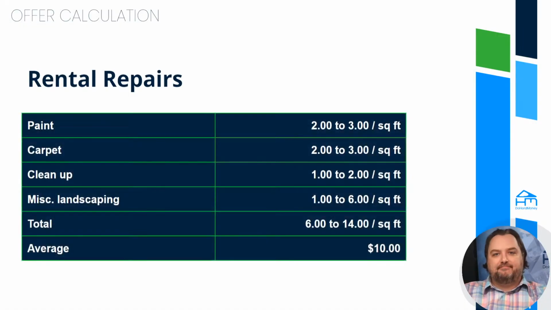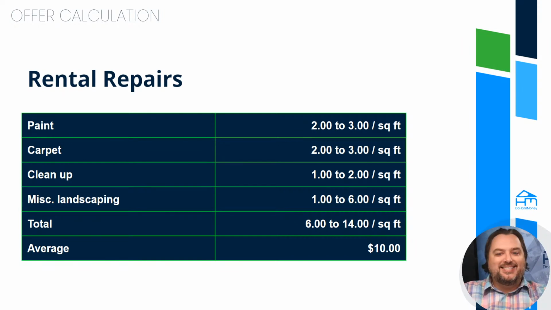Rental repair quality. Paint or carpet, $2 to $3. And with the market right now, I would say more on the $3. Now, this is not the square feet of the carpet. This is the square feet of the house. So if the house is 1,000 square feet, I'm going to plan on $3,000 to paint the house. If I'm going to carpet the house, I'm going to plan on $3,000. Cleanup, I'm going to plan on $2,000.